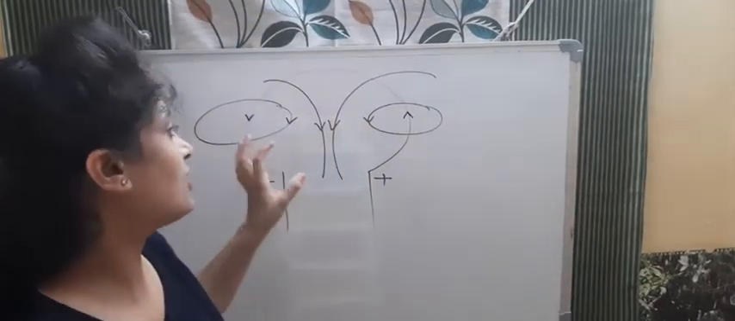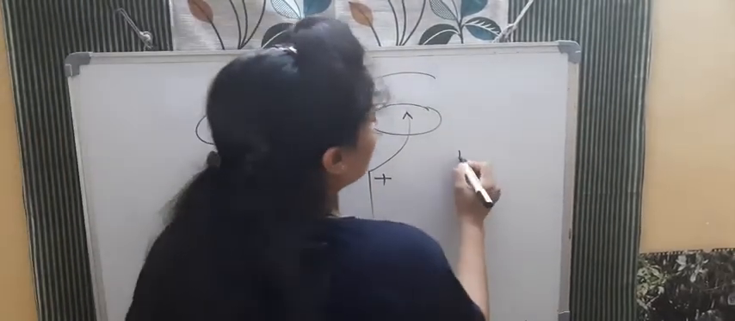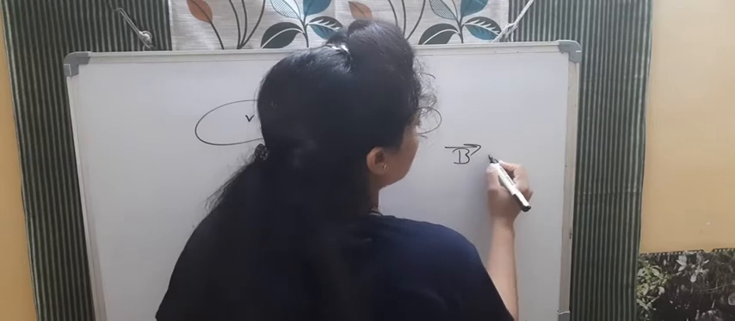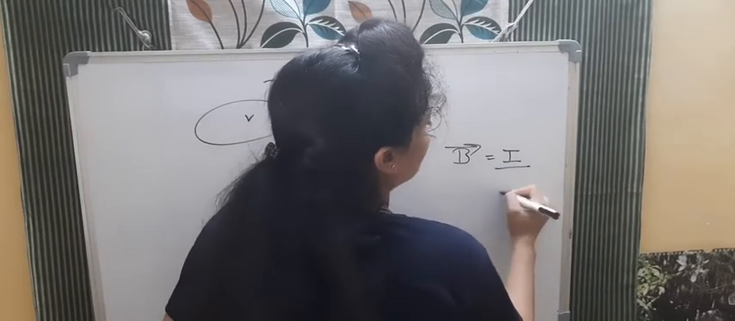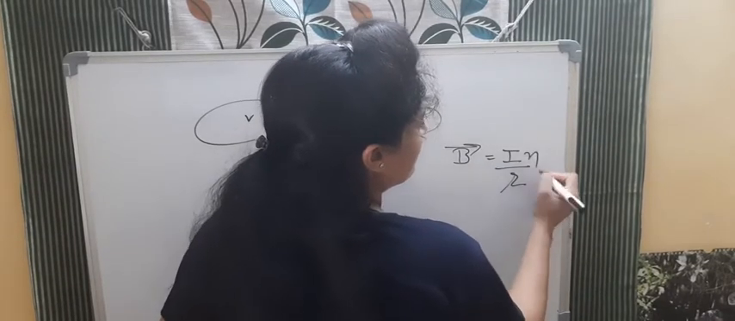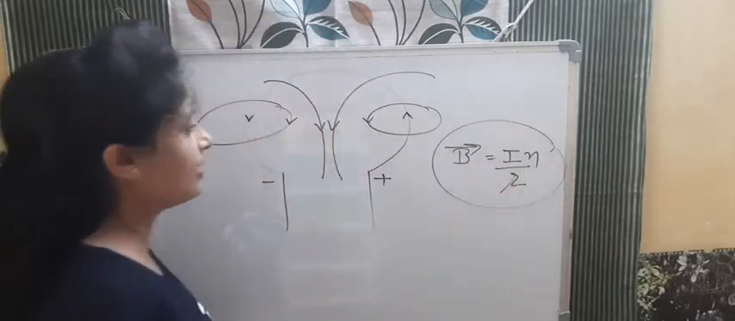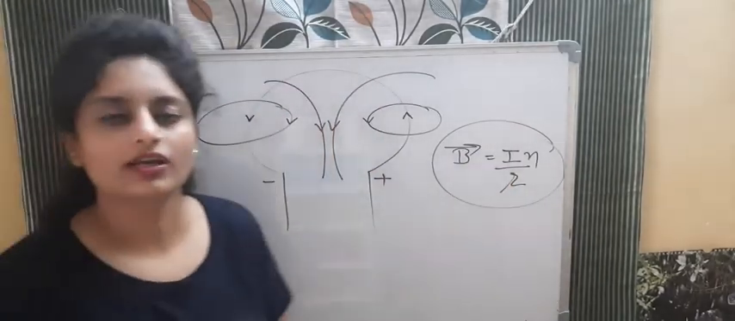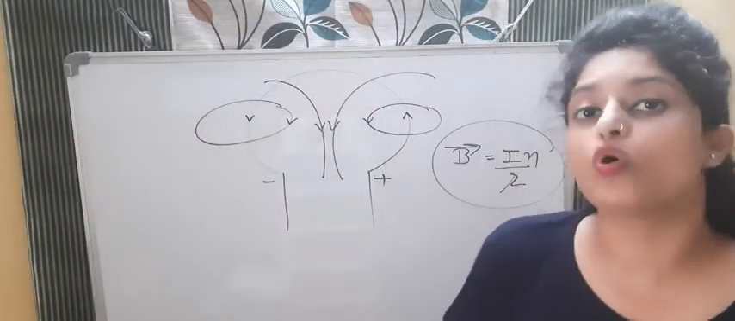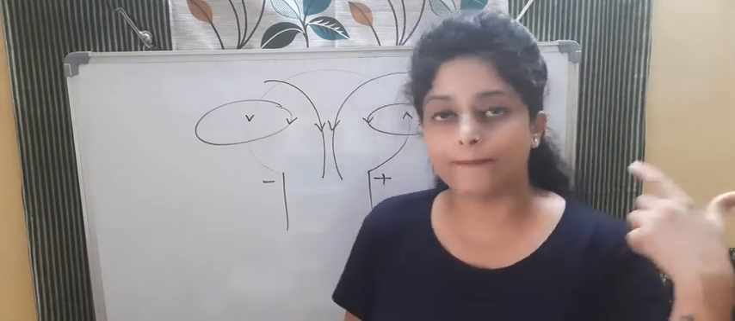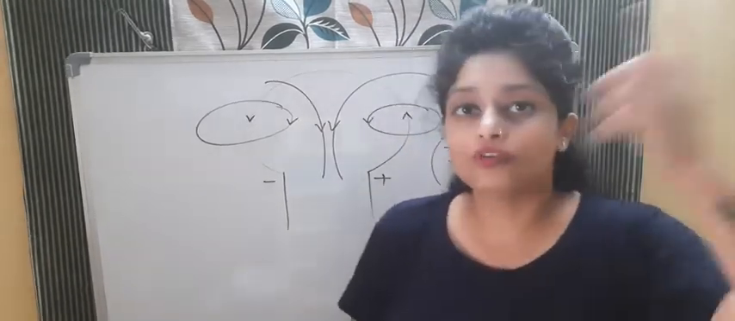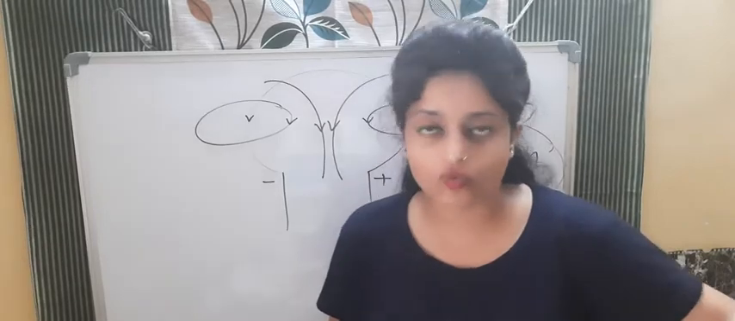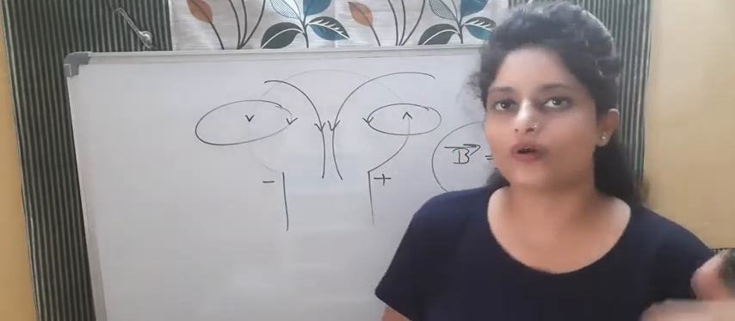So same way you can draw, and I already told you the magnetic field strength depends on the current I, it depends inversely on the radius R, and it depends on the number of turns. Okay, so this was about the circular coil. You can find out the poles of that circular coil by knowing the flow of current. If it is anti-clockwise, north pole. If it is clockwise, south pole.